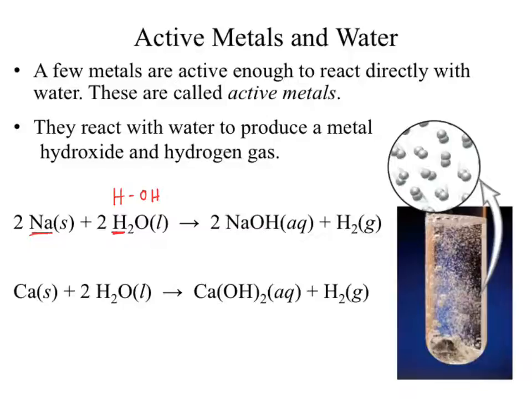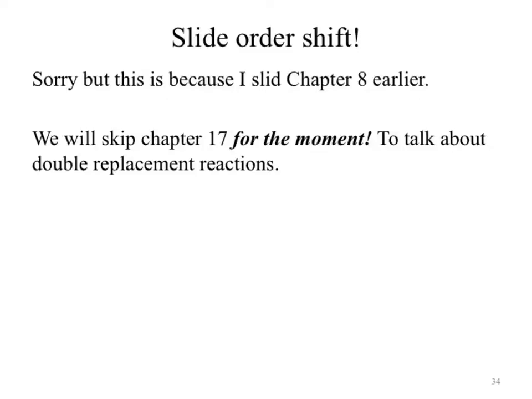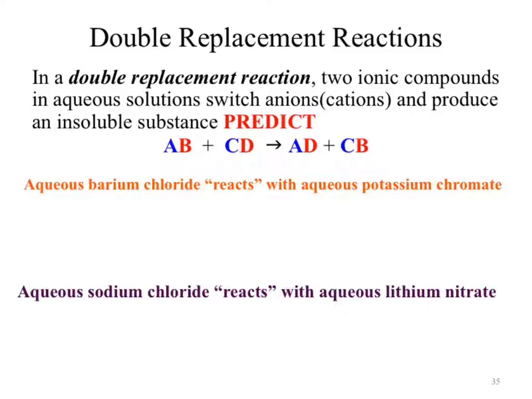Ta-da! That's it. Now I apologize, because here's our slide shift, because I slid Chapter 8 around. So here's our movement. We're going to move to double replacement reactions. Here we've got another type of equation that you must be able to predict the products for. Again, we're going to take our metals, and just like the single replacement, we'll exchange their locations. But instead of one of the metals now being by itself, it's now with another compound, or with another ion.